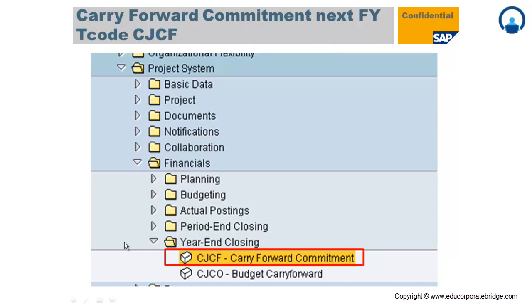Now if the budget is year-wise and your project year span is 4 to 5 years, or more than 1 year, you need to carry forward your commitments from the current fiscal year to the next fiscal year. The commitment is nothing but your purchase requisition, purchase order, service requisition and service order. That commitment you need to carry forward to the next financial year. To carry forward the commitment to the next financial year, the transaction code is CJCF.